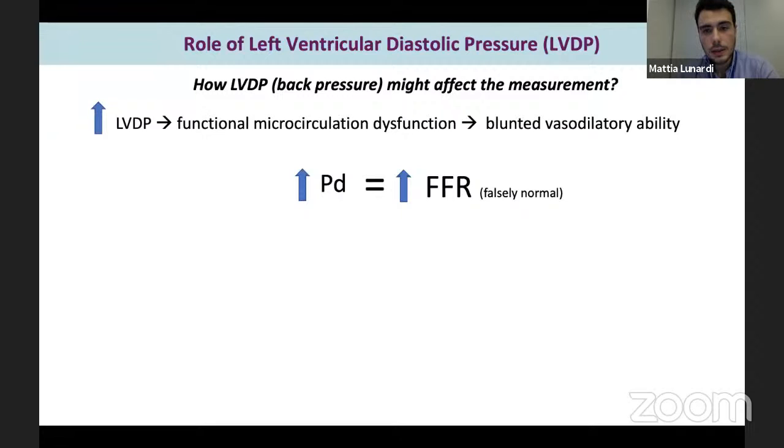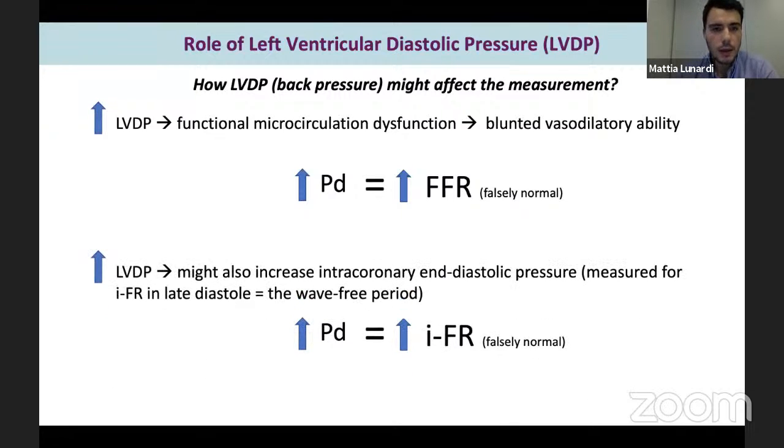And this can be expected also in the case of iFR measurements, where, if we have a higher left ventricle diastolic pressure, we have also an increased intracoronary diastolic pressure. And that is the exact pressure that we measure during the late diastole, that is the wave-free period where we measure the iFR. So in the same way, we can expect a higher iFR that is falsely normal.